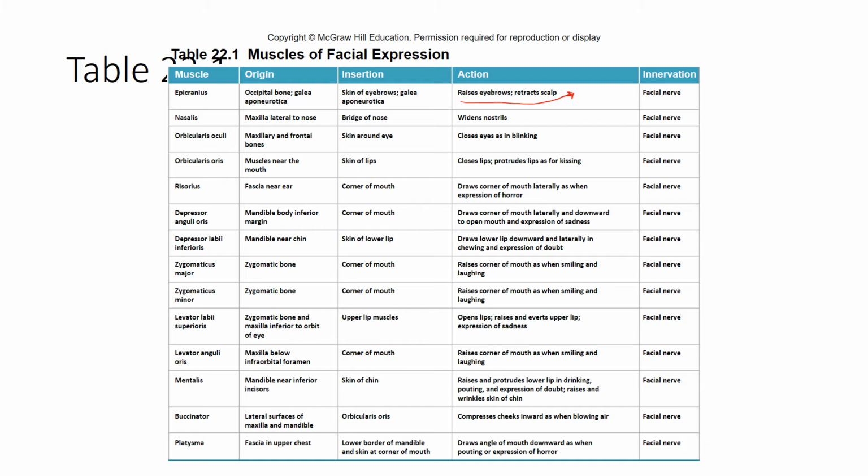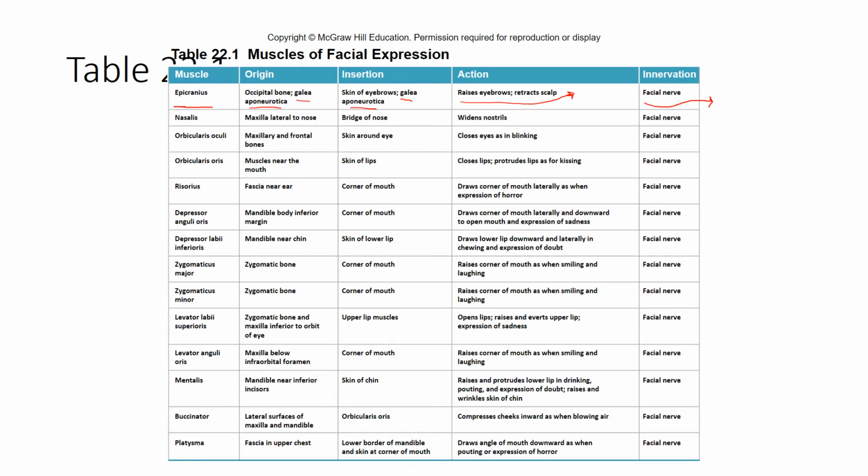So let's say the epicranius. The origin will be the occipital bone at the back of the skull, and the galea aponeurotica, this highway stretching between the frontal belly and the occipital belly. Insertion will be the skin of the eyebrows and the galea aponeurotica as well. Action will be to raise the eyebrows and retract the scalp. And of course, all these muscles are innervated by the facial nerve. So it's easy now: facial nerve.